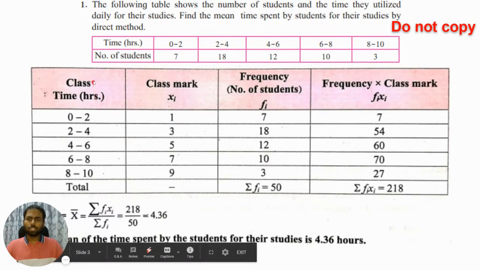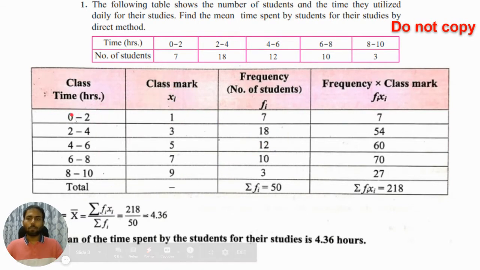You write the class and frequency. Find the class mark of each class. How do you find class mark? Add both the numbers and divide by 2. So 2 plus 4 is 6, 6 divided by 2 is 3. 8 plus 10 is 18, 18 divided by 2 is 9. So on and so forth. So find out the class marks.